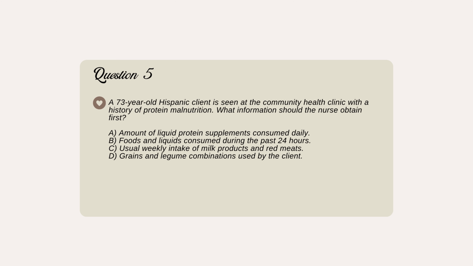Question 5. A 73-year-old Hispanic client is seen at the community health clinic with a history of protein malnutrition. What information should the nurse obtain first? A. Amount of liquid protein supplements consumed daily. B. Foods and liquids consumed during the past 24 hours. C. Usual weekly intake of milk products and red meats. D. Grains and legume combinations used by the client.